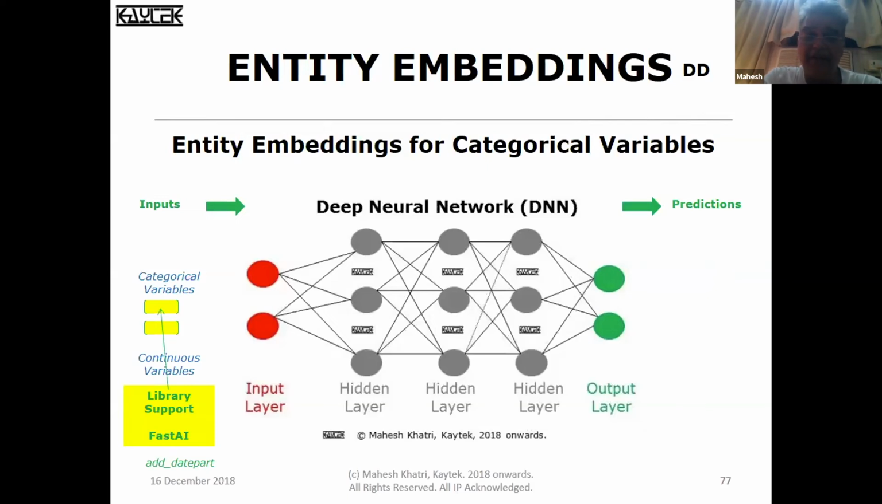Now add date part is a very rich function because it looks at that specific date and creates a different series of embeddings for the dates. Let's say, is it the first date of the week? Is it the first Sunday of the month? Is it the last fortnight of the week? Is it the fortnight before Christmas? All those kinds of rich relationships are captured by this add date part function.